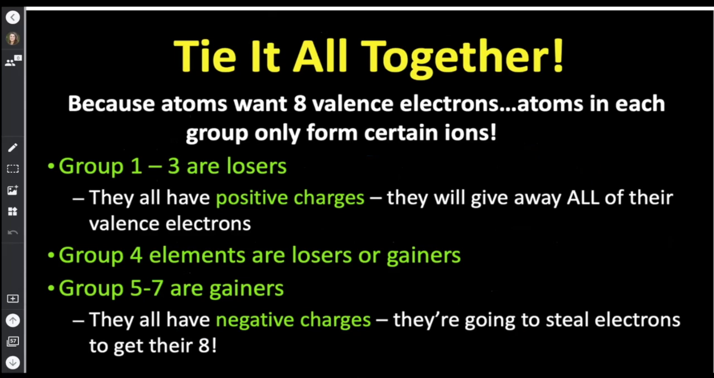Group 4 will lose or gain depending on what it's combining with, whatever it's forming a bond with. And then groups 5 through 7, it's easier for those to get to 8, so they're going to gain electrons, which means they're gaining negativity. They're going to be negative, and they're going to get to that full outer shell.